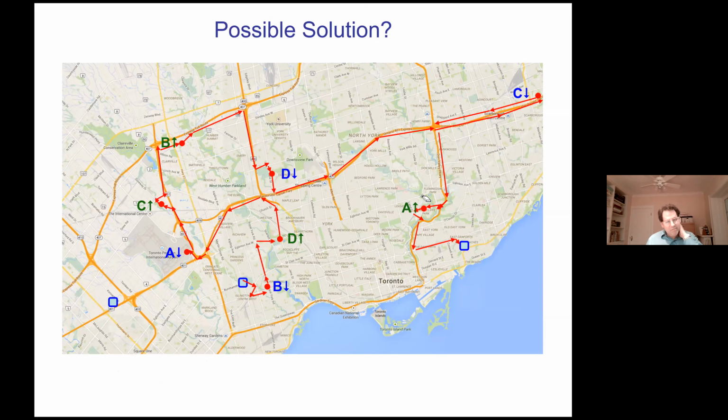Okay, so possible solutions. This might look like a solution. So what have I drawn here? I start off at this depot. I go to this location, which is a drop off. Then I go to this location where I pick up package D. Then I go off to drop off package A, and so on. So this path starts at a depot, ends at a depot. That's good. It does go through all of the intersections that we care about, where we have pickups or drop offs, but it's not legal.